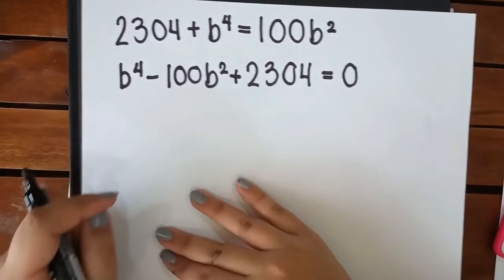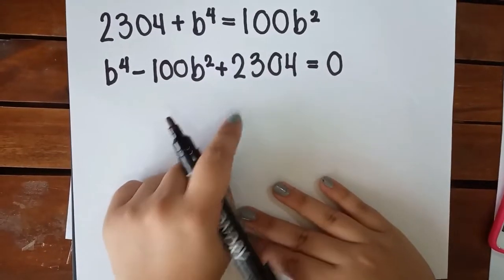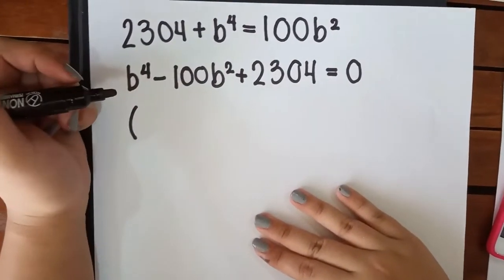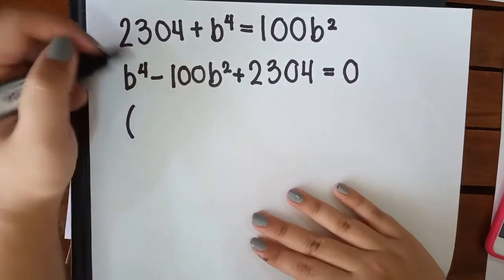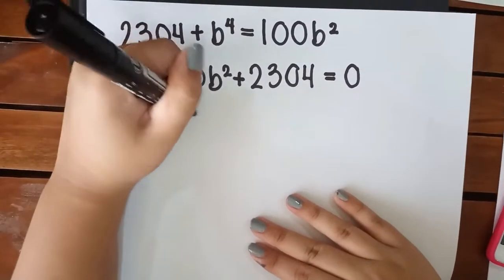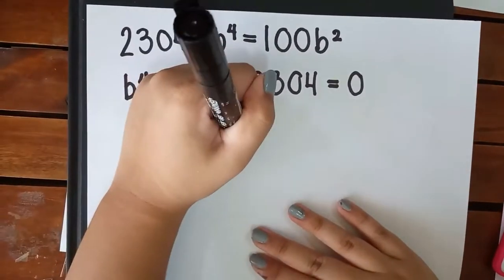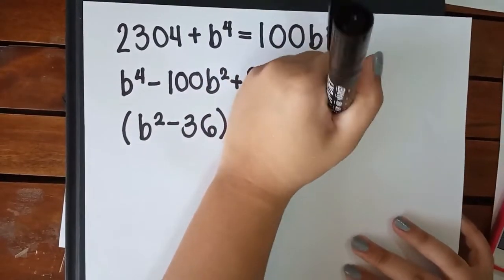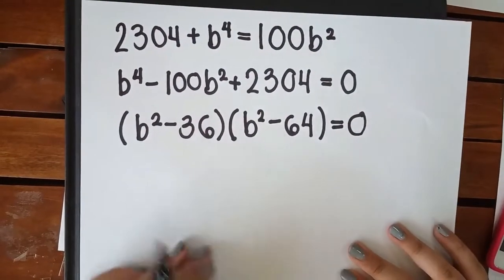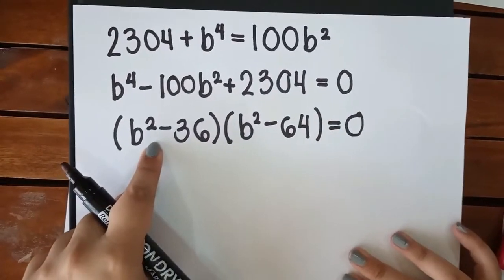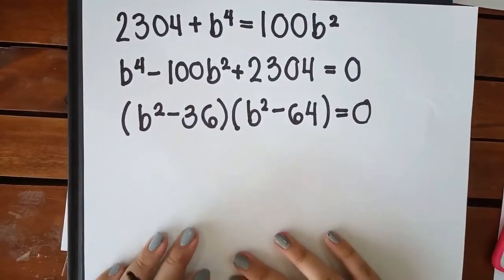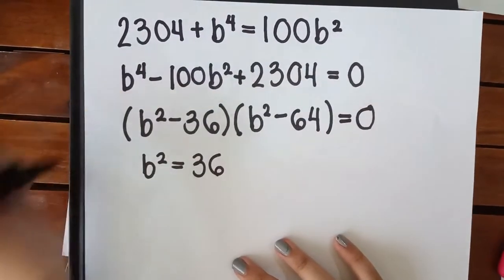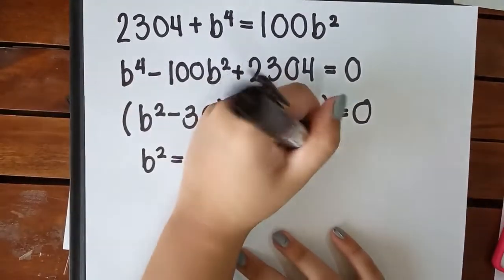Notice that this can be factored like a perfect square binomial. Get the possible factors of 2304 that, when used in the FOIL method, will result in 100b squared. And this will yield b squared minus 36 times b squared minus 64 is equal to 0. Notice that this equation is equivalent to the earlier equation. After that, we will be equating the factors in the parentheses to 0. So b squared is equal to 36 and b squared is equal to 64.